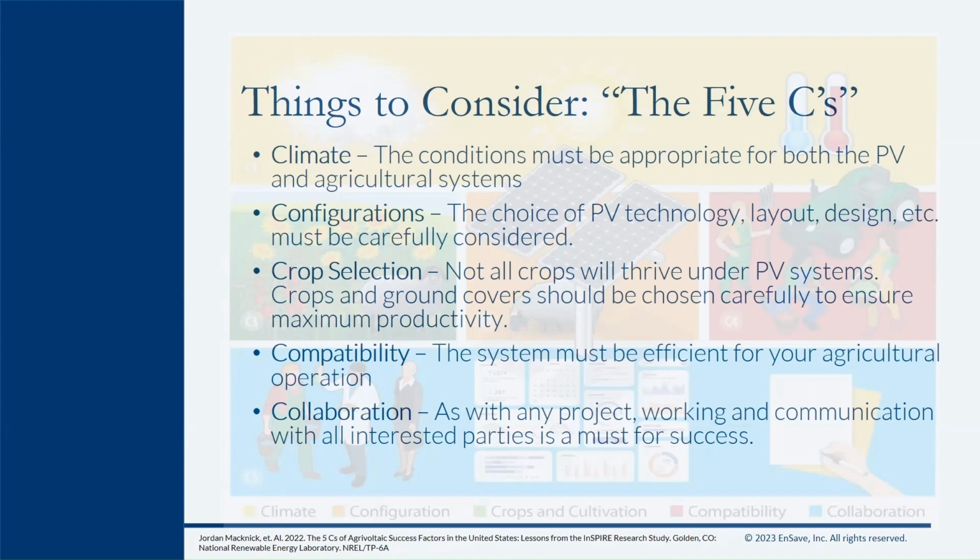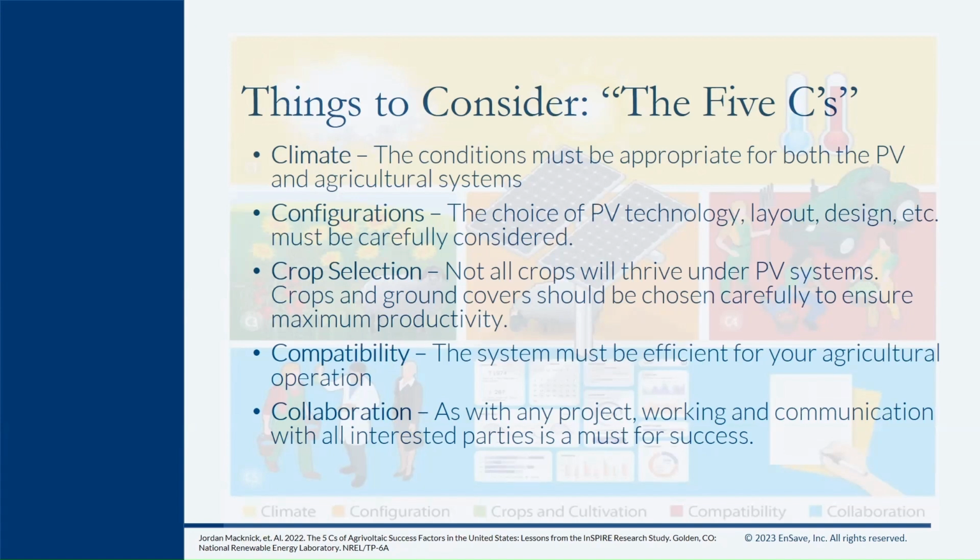Also, the configurations, back on slide 4. There were several different configurations shown, and those are by no means exclusive or all inclusive, I should say, of configurations. So the PV technology, the layout, design, as the farmer, you need to consider those things very, very carefully, because you don't want a 3-foot agrivoltaic system when you've got to get an 8-foot tractor underneath to be able to prepare the ground or plant your vegetables and things like that. So the height, the spacing between the panels, those kinds of things, you definitely need to be considering.